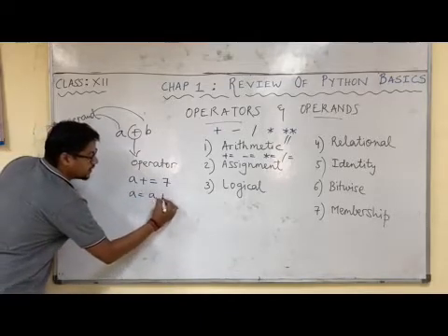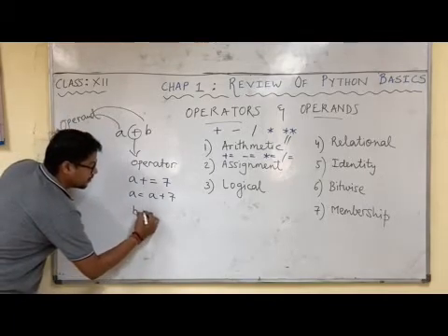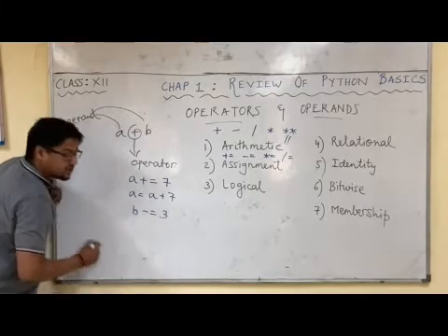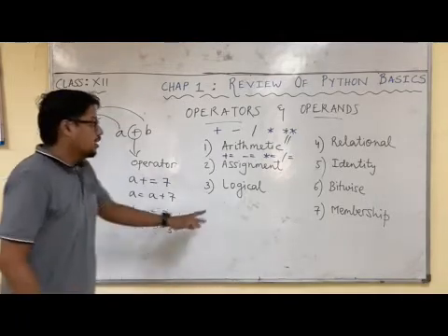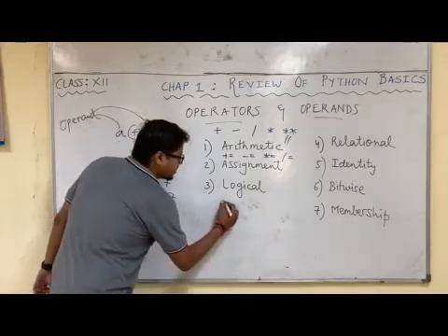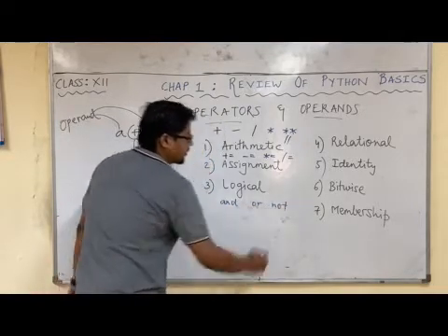A equal to A plus 7. Correct? B minus equal to 3. What is the meaning of this? B equal to B minus 3. Logical operator, we had majorly 3 of them: and, or, and not.